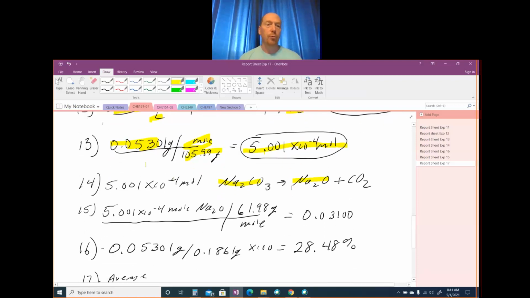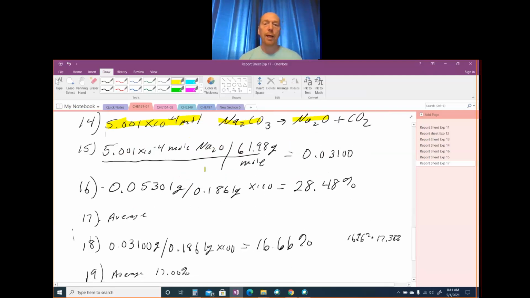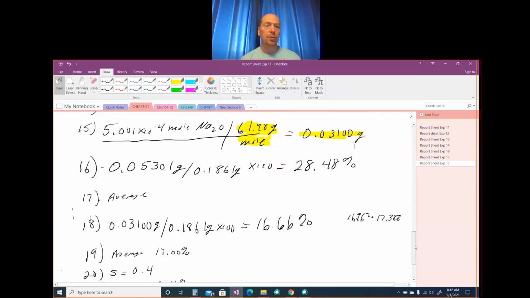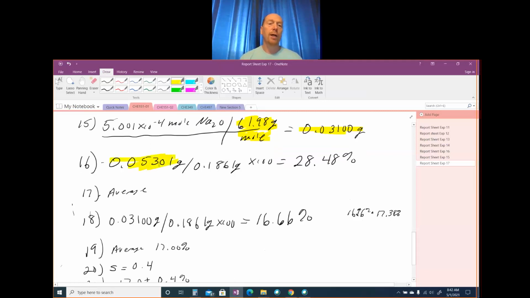So whatever number you got for 13, it's the same number for 14. Then it asks for the mass of Na2O. So use the molar mass of Na2O, which is 61.98. And you get the mass of 0.03100 grams. All right. And so now we are asked for the percent. So part over whole times 100. So we take the mass at 0.03100 divided by the total, which was 0.1861 times 100.